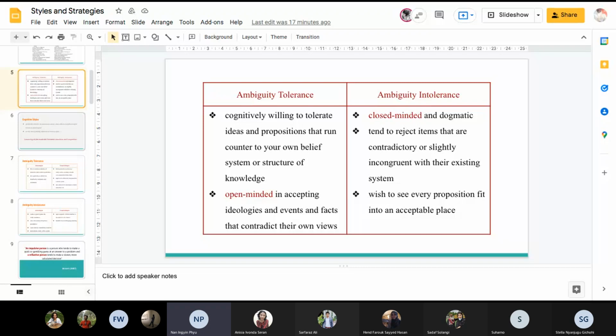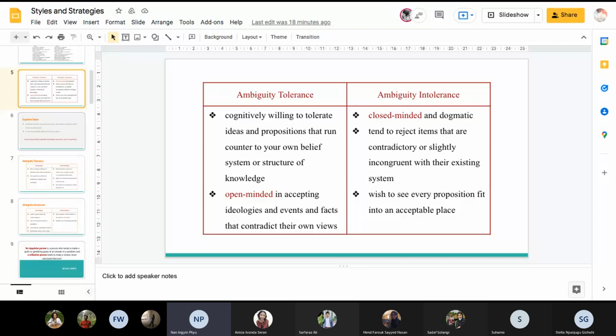In this kind of situation, the ambiguity tolerant student will willingly accept it. Oh, of course, you might have a different opinion, I can understand it. But the ambiguity intolerant student will be like, no, you're totally wrong, because of this and that, and they will give a lot of different opinions and try to build up different reasons, not willing to give up. So that is a difference between them.